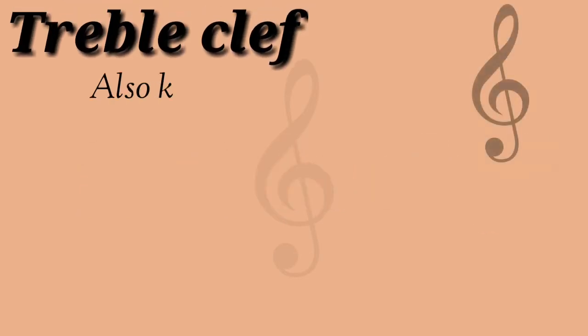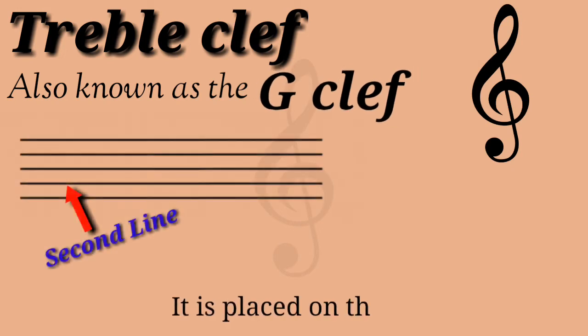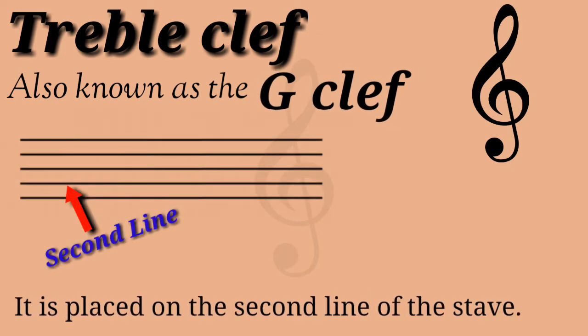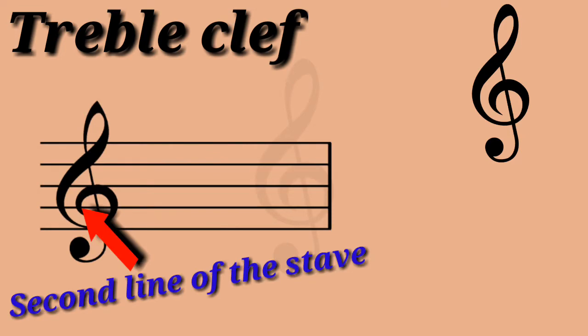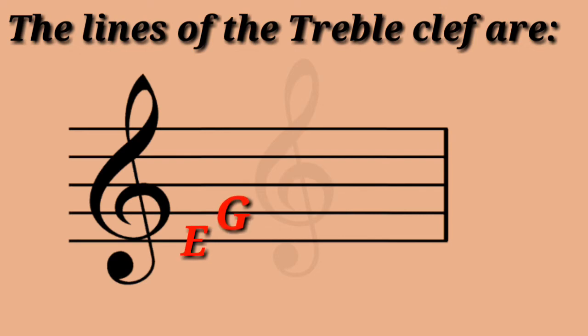The treble clef is also known as the G clef. The clef is placed on the second line of the stave, which is G, for the treble clef. For piano players, it is played with the right hand. For the lines, we have E for the first line, G for the second line, B for the third line, D for the fourth line, and F for the fifth line.